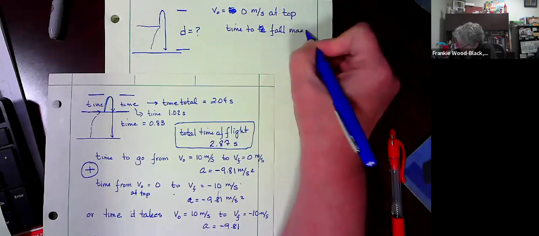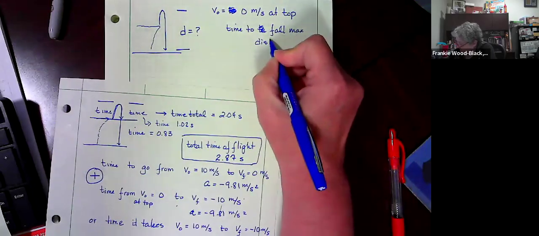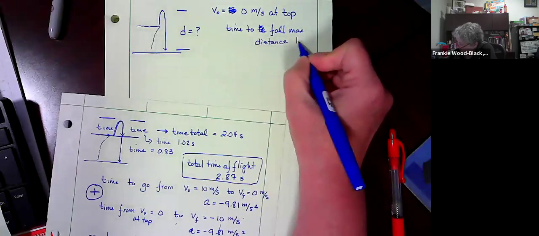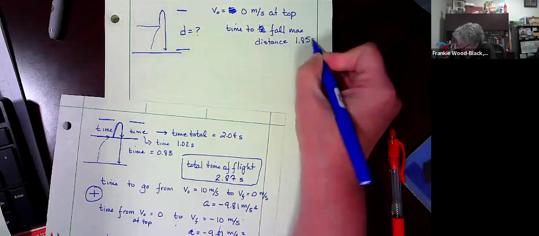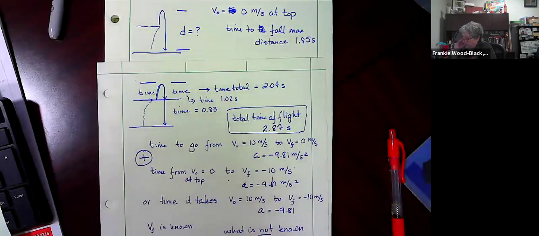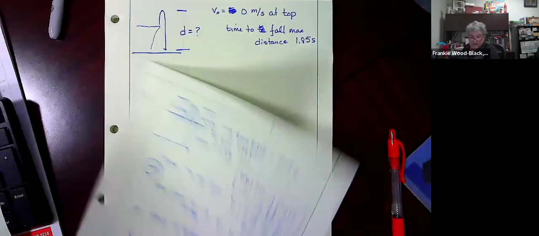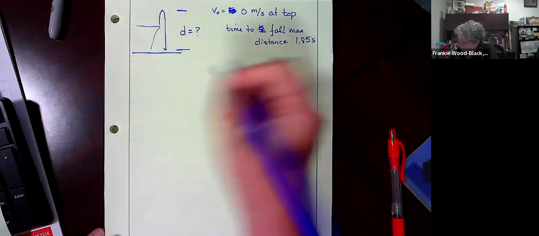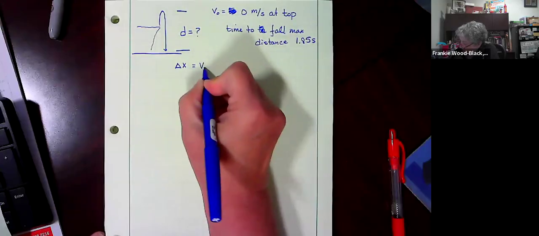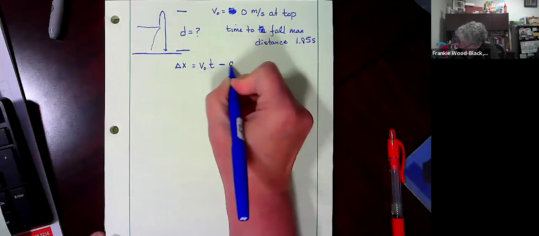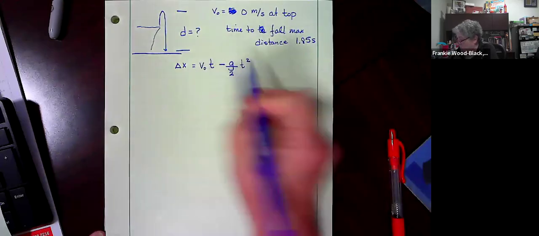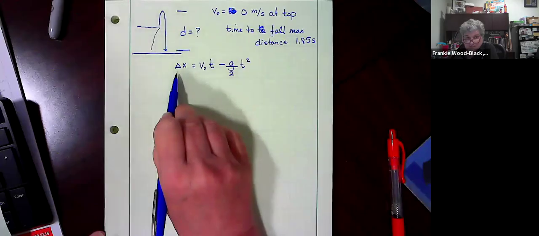The maximum distance. The time it takes to fall, the maximum distance is 1.85 seconds, because I'm adding the 1.02 to the 0.83. So you get that total time it falls. And we know, so if I want to do my change in distance, that's going to equal my initial velocity times time minus gravity divided by 2 times time squared. We know gravity. We know time. Change in distance is what I want.